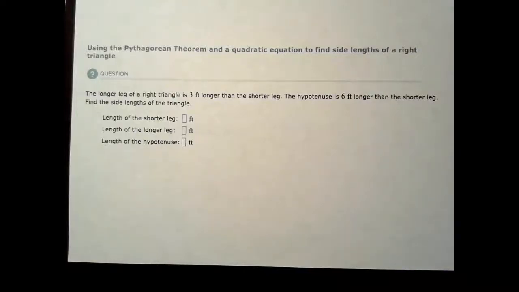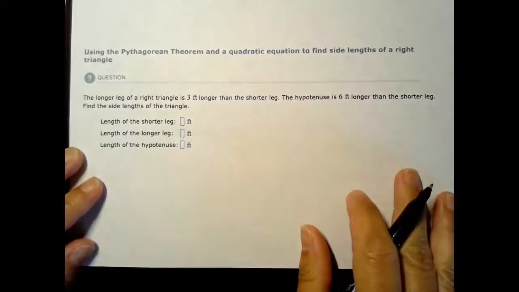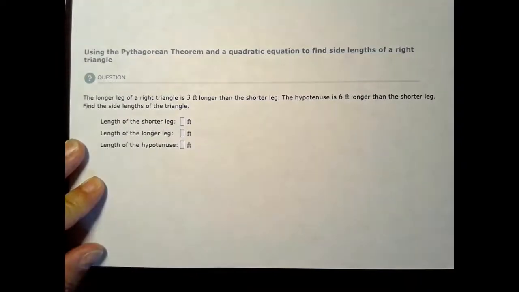Let's look at these type of problems using the Pythagorean theorem and a quadratic equation to find the side lengths of a right triangle. Okay, so let's go back and recall what these pieces are.